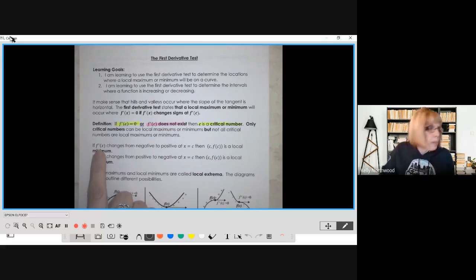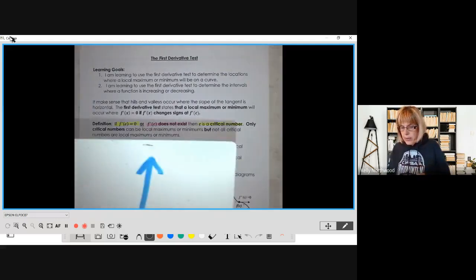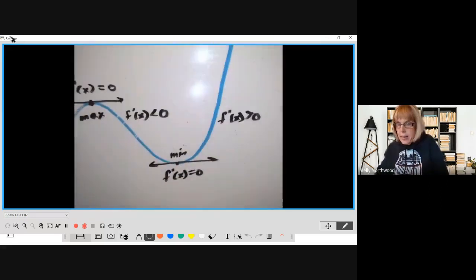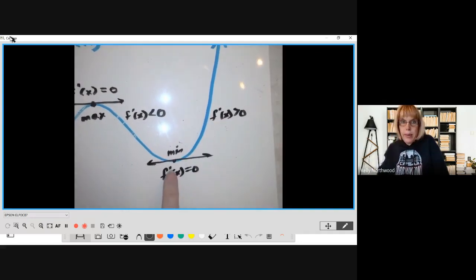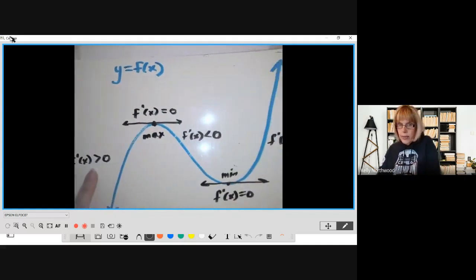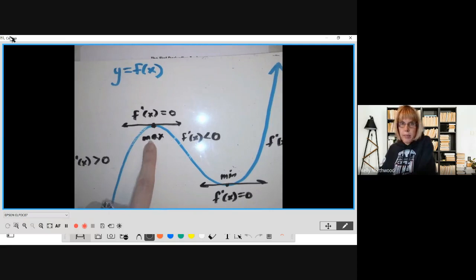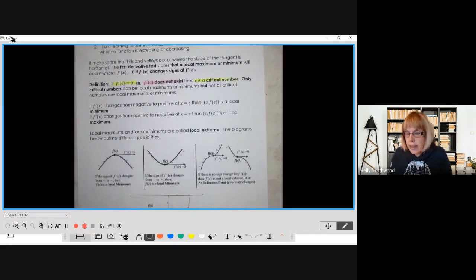So we already looked at the little picture here. If f prime at x changes from negative to positive, so that's this case here, the slopes are negative and then they're positive, then you have a minimum. And if the derivative changes from positive to negative and 0 in the middle, then you have a maximum. Local maximums and local minimums are called local extrema. So that's kind of an umbrella term. If it says find the local extrema, it wants all maxes or minimums.